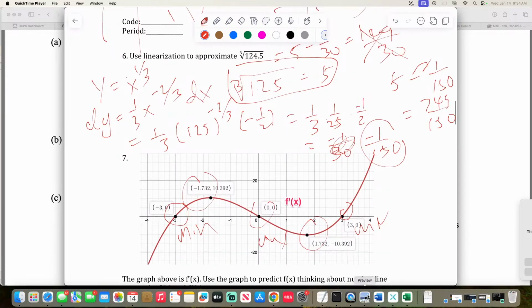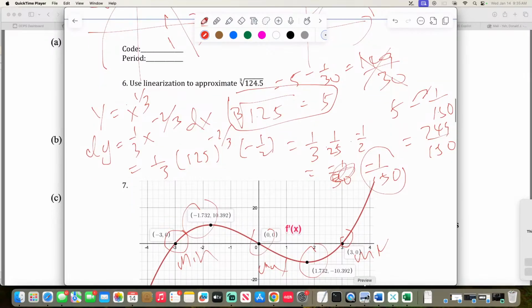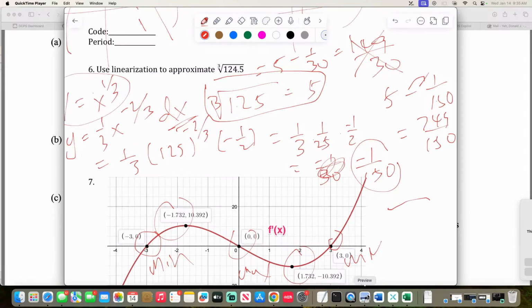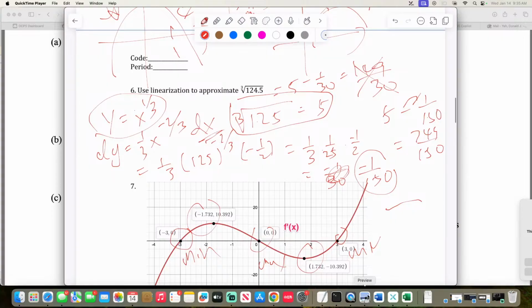Now, this one: y equals x to the 1/3. If I take the differential, I find that dx is going to be 1/2. So it's going to be 1/3 times 125 to the negative 2/3. This question is not on the test, but you should know how to do it because linearization is part of things. You should get 749 over 150, because you know the cube root of 125.